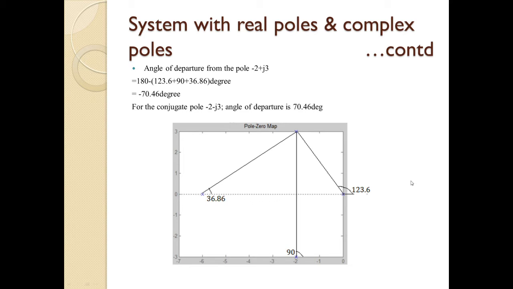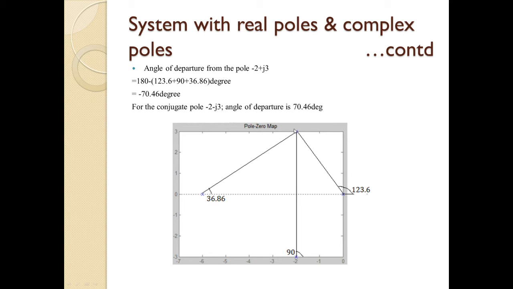Now, wherever the complex poles and complex zeros are coming, then we need to find out the angle of departure in case of poles and angle of arrival for the case of zeros. So, here these are the poles and they are complex poles. So, we need to find out the angle of departure from the pole minus 2 plus j3.